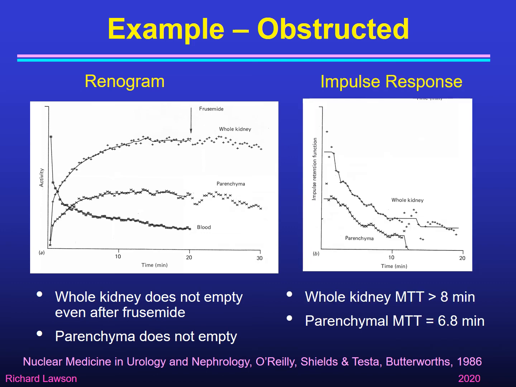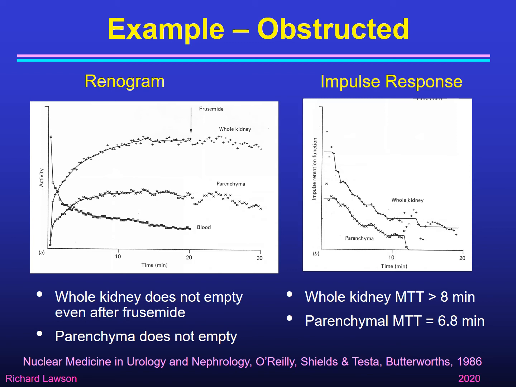And if we go on to do deconvolution, we see that the impulse response function for the whole kidney also doesn't come down to 0 by 20 minutes, and the whole kidney transit time is more than 8 minutes, because we had to once again stop the calculation at 20 minutes when frusemide was given. But in this case, the parenchymal transit time is also long, so this is what would be called an obstructed system for the parenchymal transit time, because the parenchymal transit time is also long.